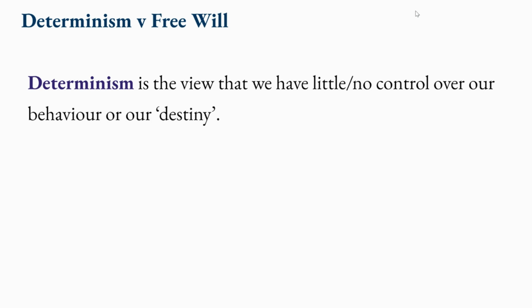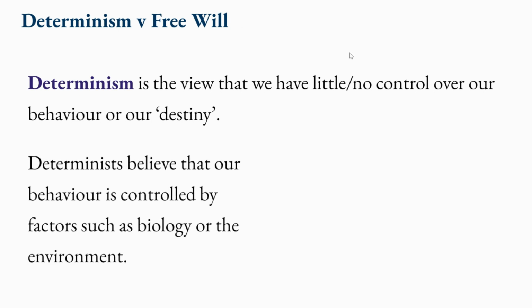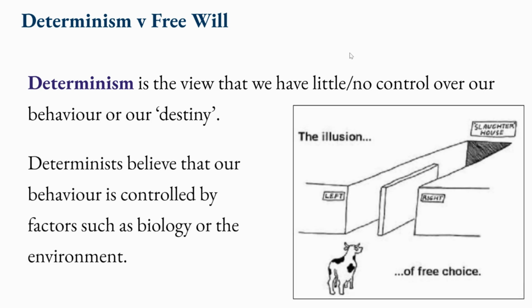Determinism and free will. Determinism is the view that we have little or no control over our behavior or our destiny or fate. Free will is the idea that we do. So this is a nice image I found online. So in this case, this is a deterministic situation. Looks like you have a choice, but you don't. So this is a debate people have.